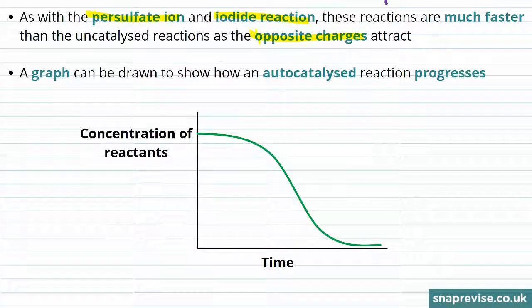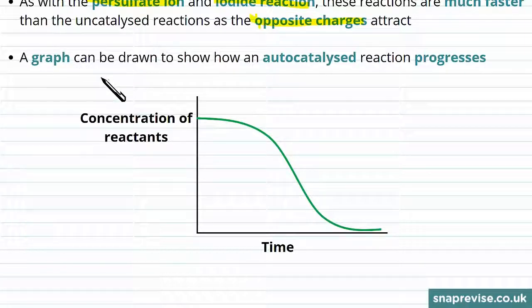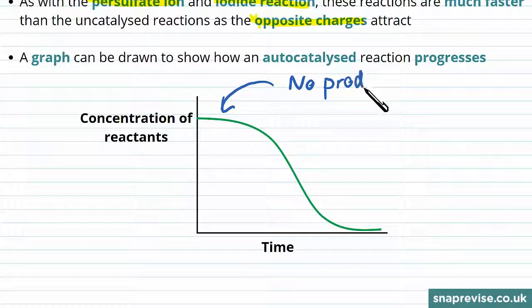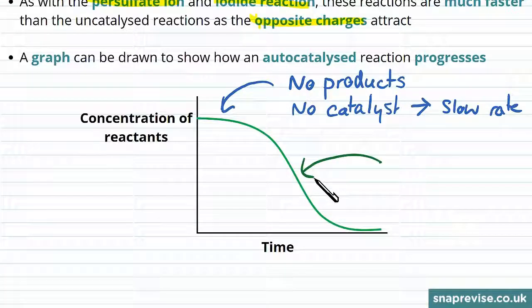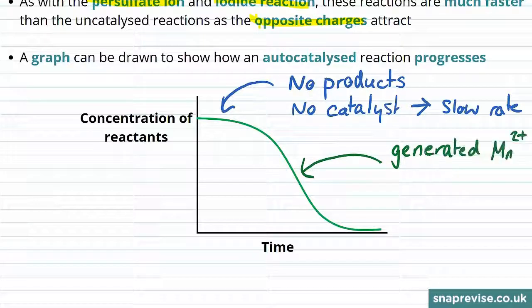We can draw a graph to show how an uncatalyzed reaction progresses. Initially, there's no products, and this means that there's no catalyst, and therefore we have a slow rate and a flat graph. Remember that the gradient of a concentration-time graph gives us the rate. In the middle, we have generated Mn2+. This is the catalyst for the reaction, and so the gradient has got a lot steeper. We're at a steep bit of the graph, showing that the rate is faster. When we get to the end, however, we've used up most of the reactants, and so the rate is slow again.